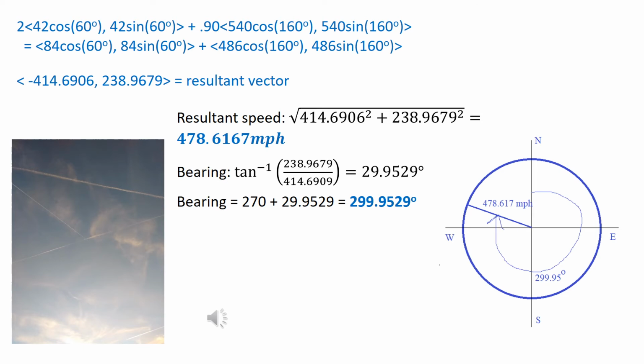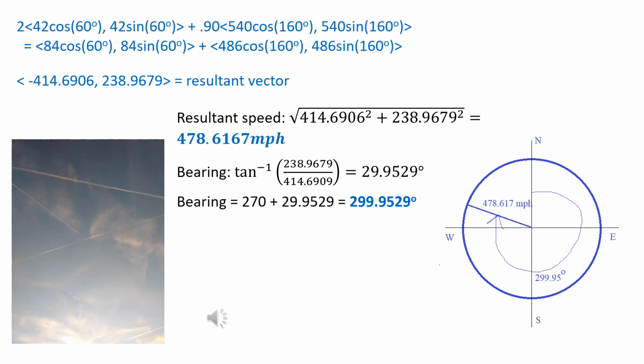Now, to figure out the bearing, let's first find the angle that this vector is making with the negative x-axis. So the y is one side of a right triangle, the x is the other side of a right triangle. So the y would be the opposite side, the x would be the adjacent side. So tangent of the angle would be the 238.9679 over the 414.6909. Inverse tangent of that ratio gives me 29.9529 degrees, or about 30 degrees.